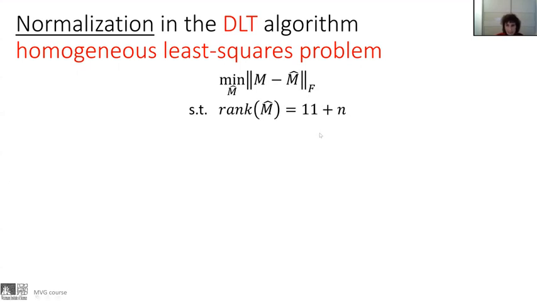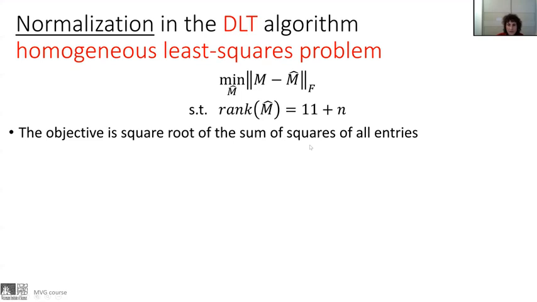So this is the problem that you want to solve. Now, what is the objective of this problem? The objective is the square root of the sum of the square of all the entries, because this is the Frobenius norm. You take the difference between M and M star. Each entry, you square it, you sum over all these entries, and then you take the square root, okay?